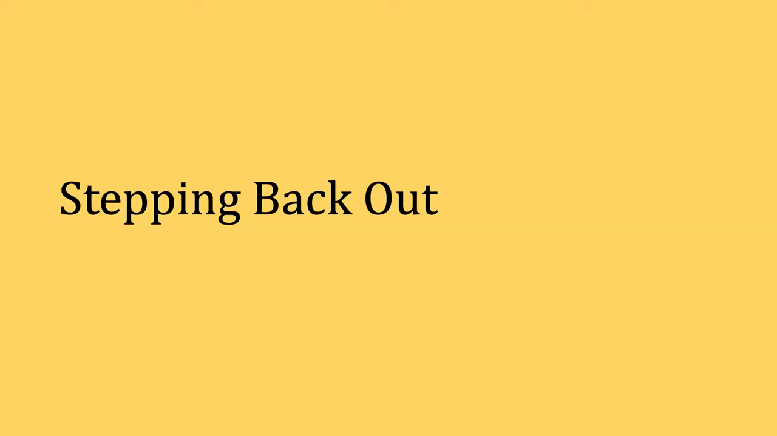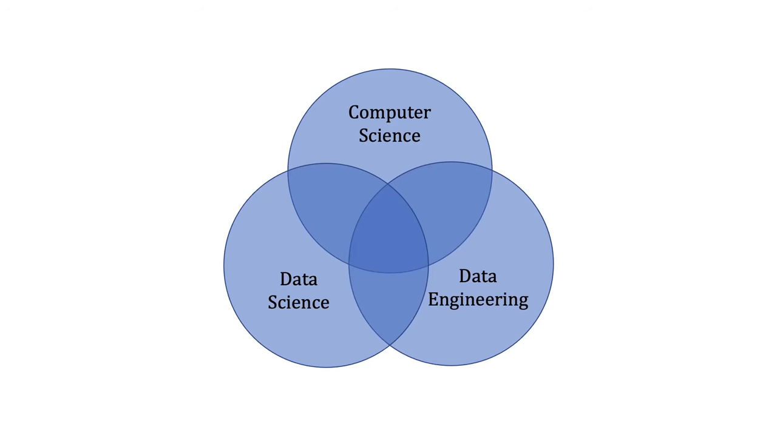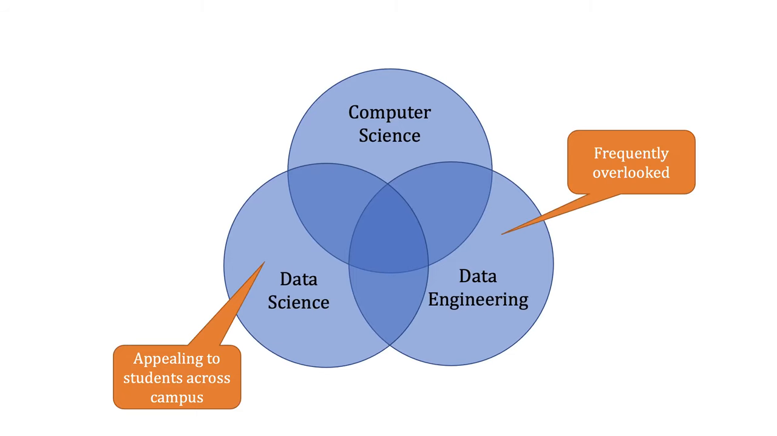So I wanna end with a few more quick comments. The first comment's gonna go back to Dr. Madhavan's question. So there's three different things, right? There's computer science, data science, and this thing that we often forget, which is called data engineering, right? Data science seems to appeal to students across campus for the reasons I talked about earlier. Data engineering is frequently overlooked, but it is actually a full profession in its own right, right? And in fact, many people who think they're doing data science are actually doing data engineering. Many people who think they're doing computer science these days are actually doing data engineering, right? But many CS courses are not sitting in that space right now, right?